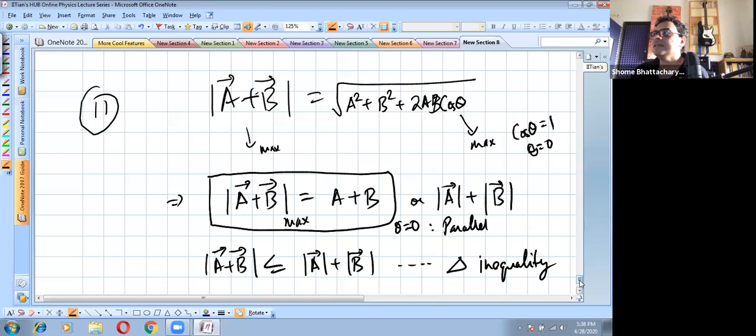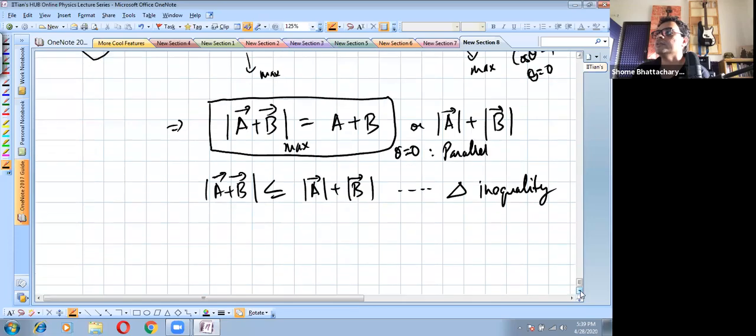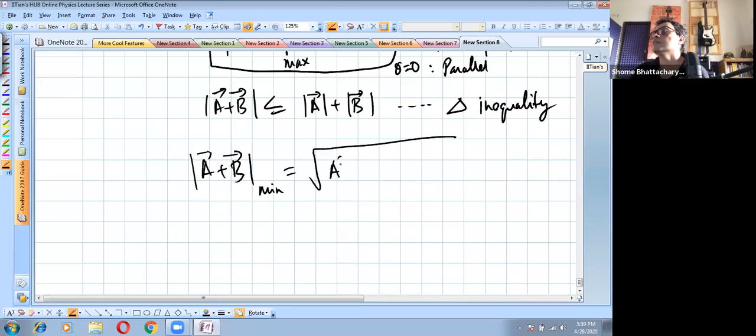Now, similarly, on the other hand, we'll also talk about the minimum. The left-hand side of this equation, when will its minimum be? When cos theta is minimum. So now that you have understood trigonometry in all four quadrants, you have also understood here that the minimum of mod of A plus B will correspond to root of A square plus B square minus 2AB. So this is the special case when cos theta is equal to minus 1. That is the minimum value of cos theta, and that happens for theta equal to 180 degrees.